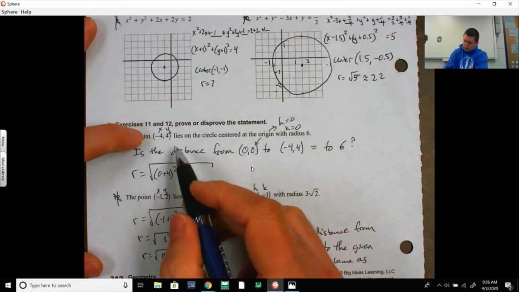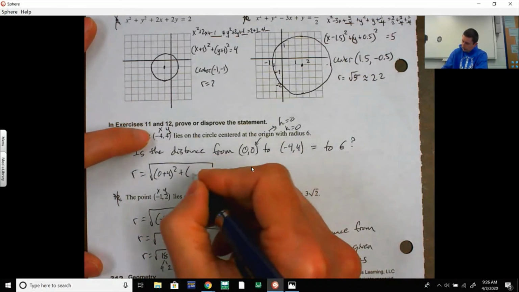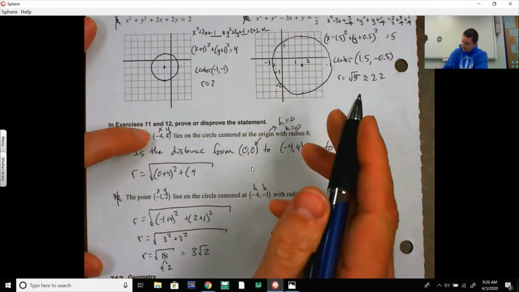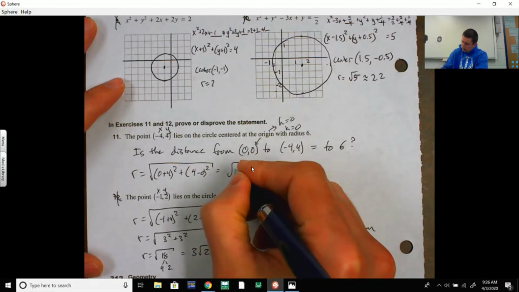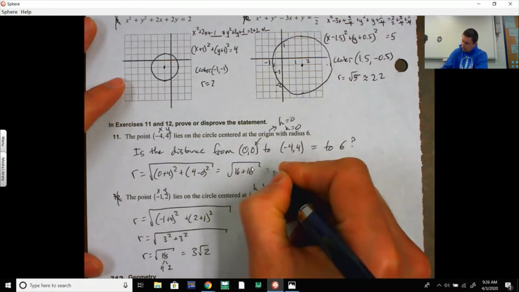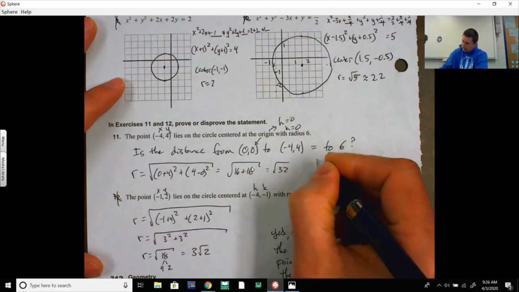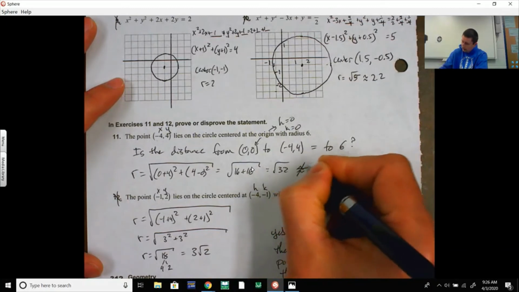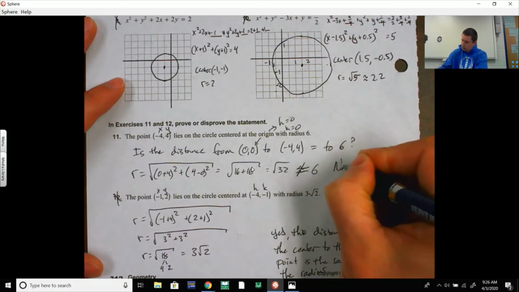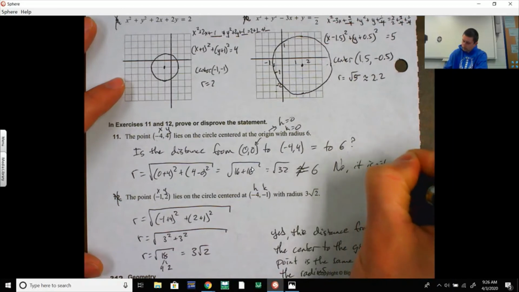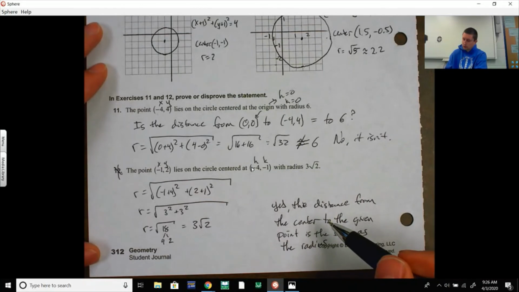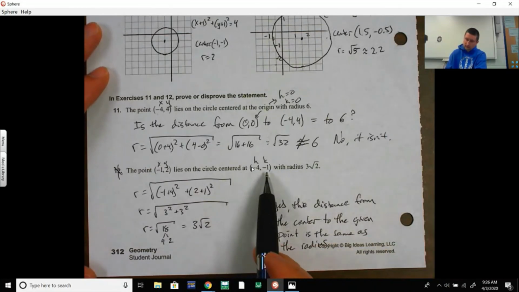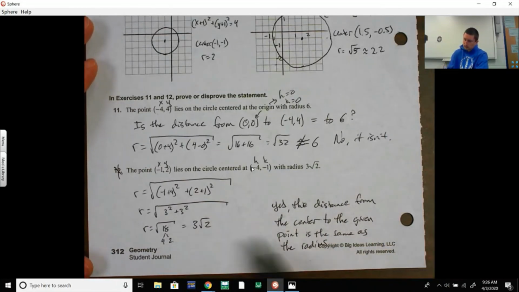it should be the other way around. It's okay. It's going to work. Plus 4 minus k, y minus k, so 4 minus 0 squared. So the square root is going to be 16 plus 16, which is the square root of 32. That is not equal to 6. So no, it isn't on there. Okay. This one does work. You will not have one where the center is not at 0, 0, but this one does work. There's the example for that one.